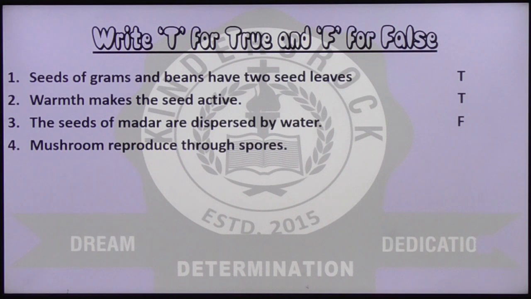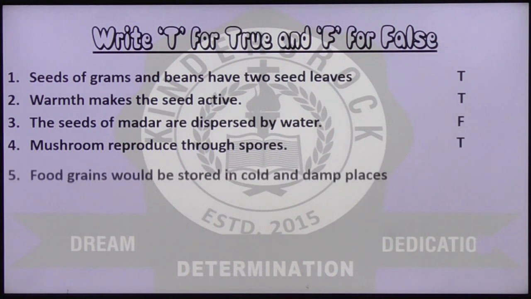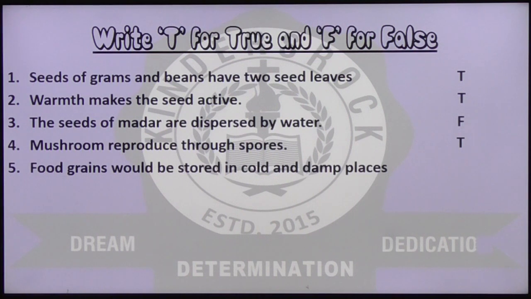Mushrooms reproduce through spores. It is true. Food grains would be stored in cold and damp places. Do you think it will survive? No, it needs dry and well ventilated places. Okay, so there we are. The answer is false.